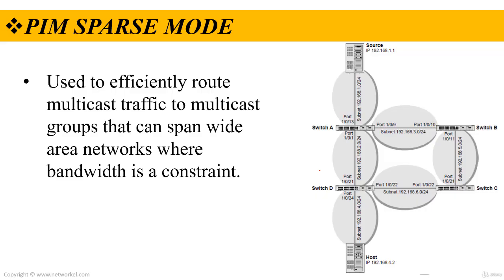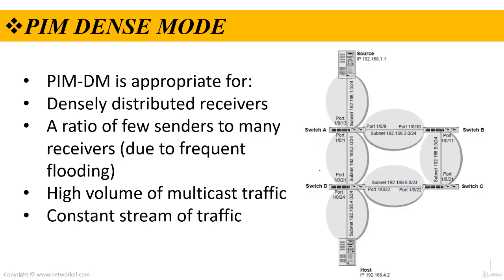PIM dense mode is appropriate for densely distributed receivers, a ratio of few senders to many receivers, high volume multicast traffic, and a constant stream of traffic. PIM dense mode uses the existing unicast routing table and join, prune, and graft mechanism to build a tree. PIM dense mode creates the source-based shortest path distribution trees, making use of reverse path forwarding.